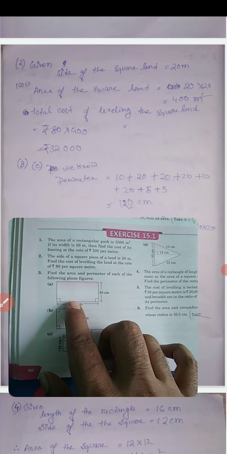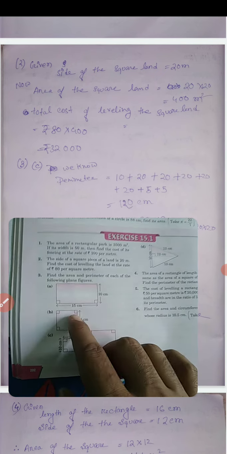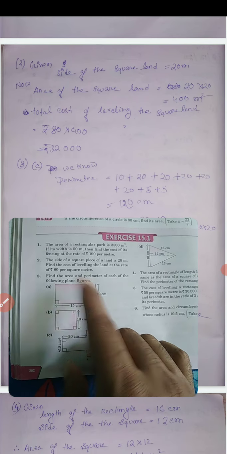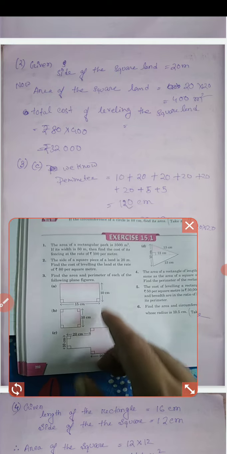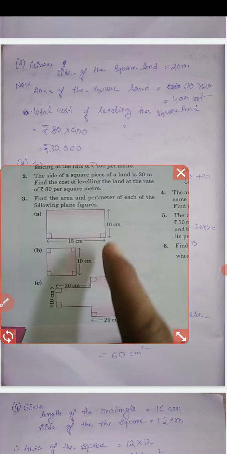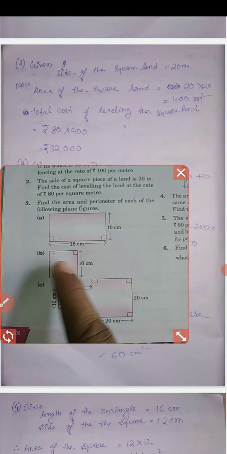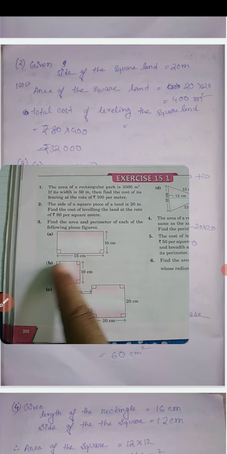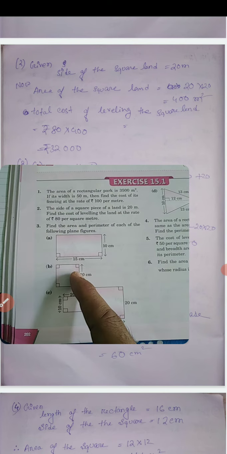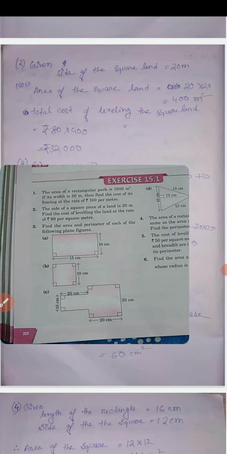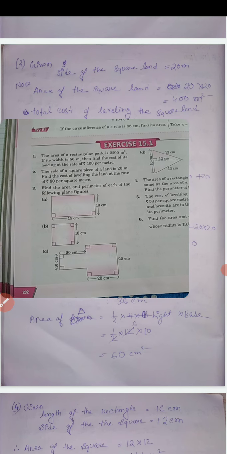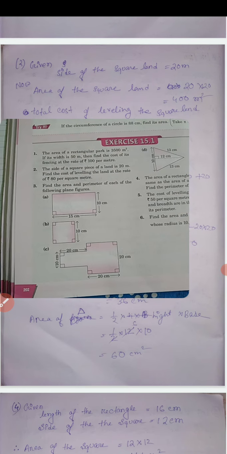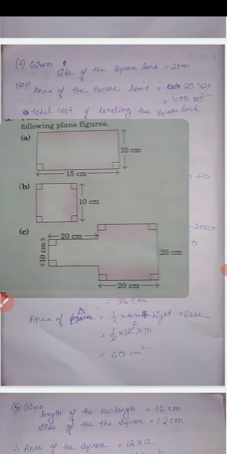you can easily find the perimeter of the figure, which is 2 into (L plus B), or you can just add the 4 sides. And the area, you know, is L into breadth. Length is given, breadth is given, so you can easily find the perimeter and area. Same in B also: the shape is a square, the side is given as 10, so adding the 4 sides, you will get the perimeter, and multiplying the side into side, we will get the area.